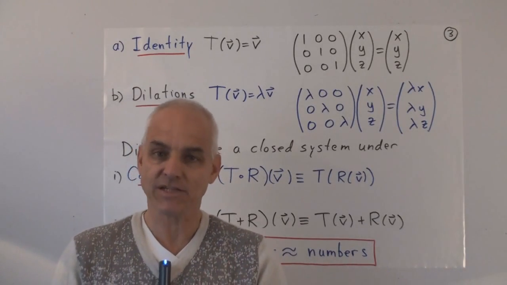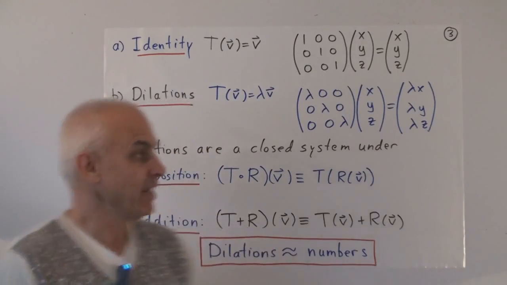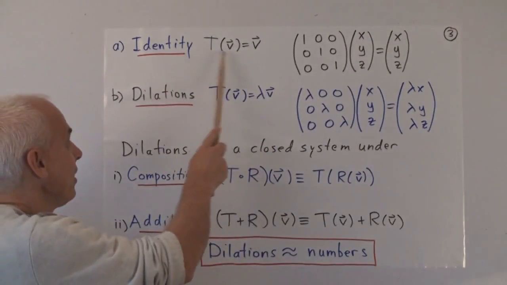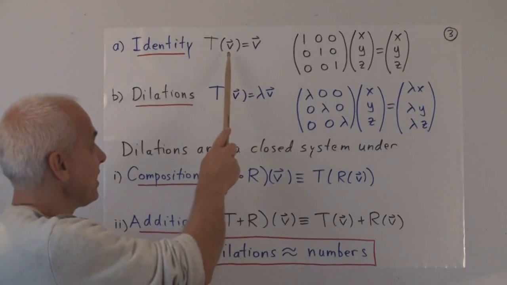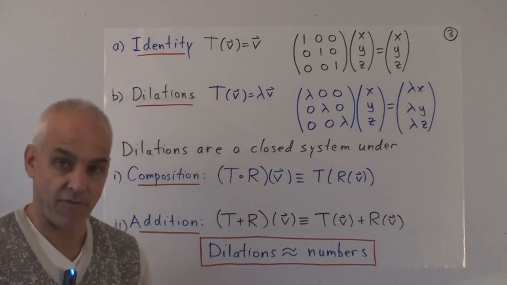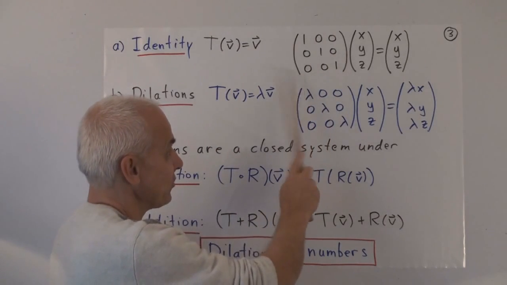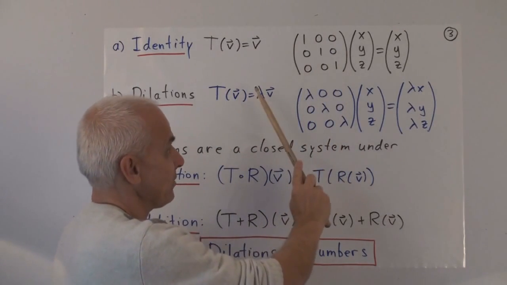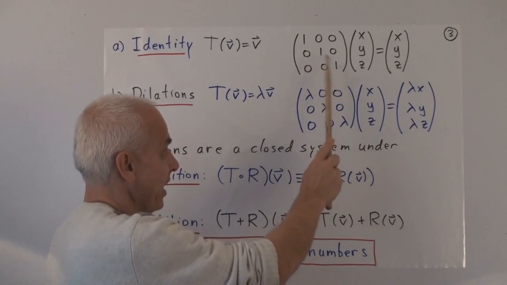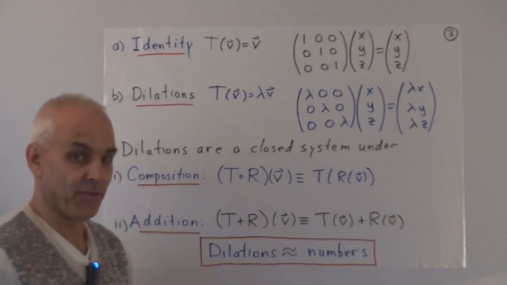The simplest possible linear transformation is perhaps the identity transformation, which simply sends a vector v to itself. And the matrix that accomplishes that transformation is this identity matrix, which has ones down the diagonal and zeros everywhere else.